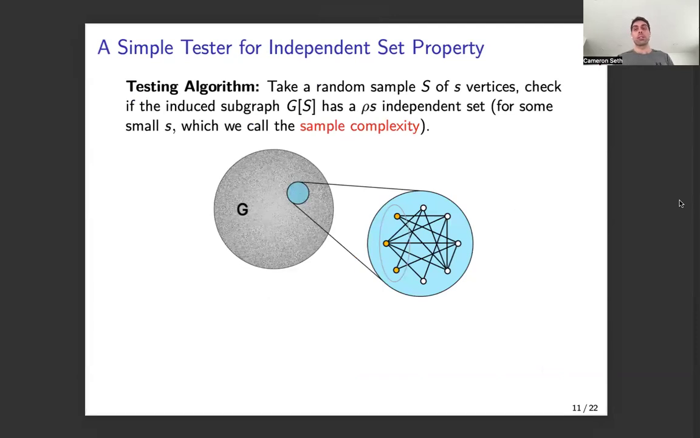So I'm going to try to show this by using the container method to analyze a simple tester. And I'll note this is not what Goldreich, Goldwasser, and Ron did. They did not use the container method. They did something else.